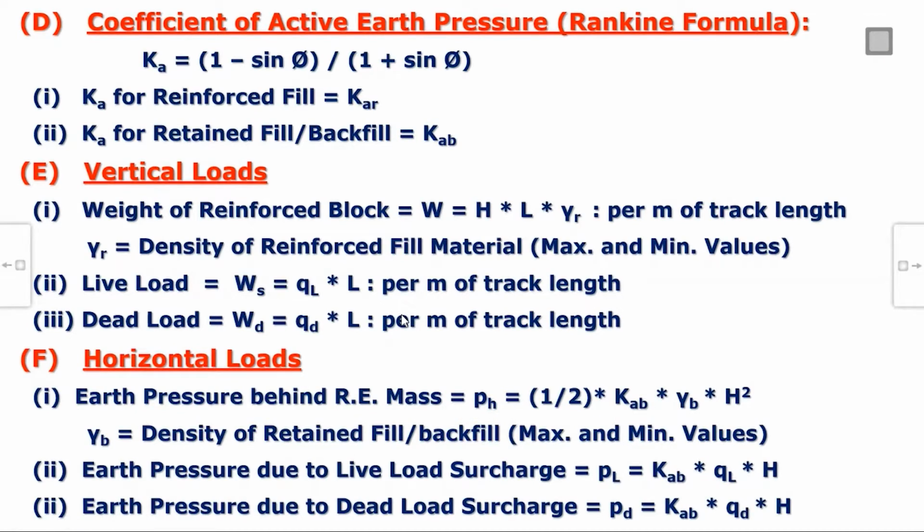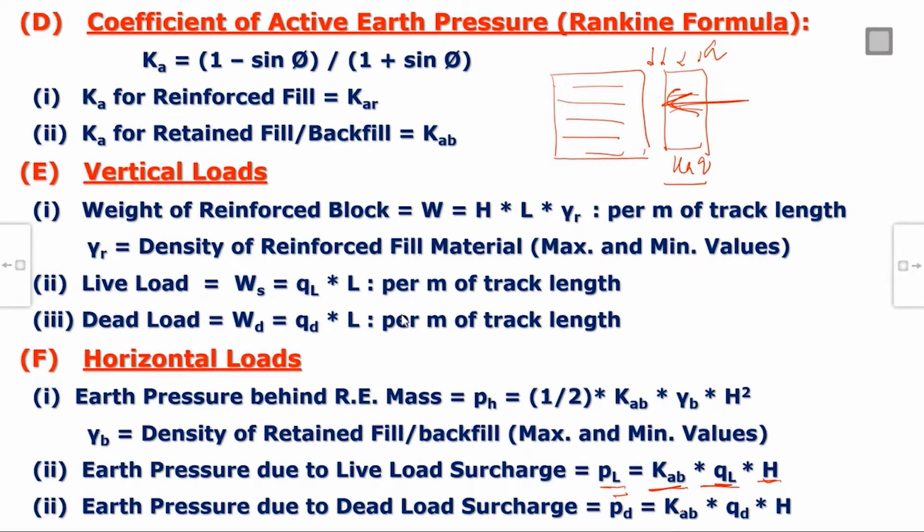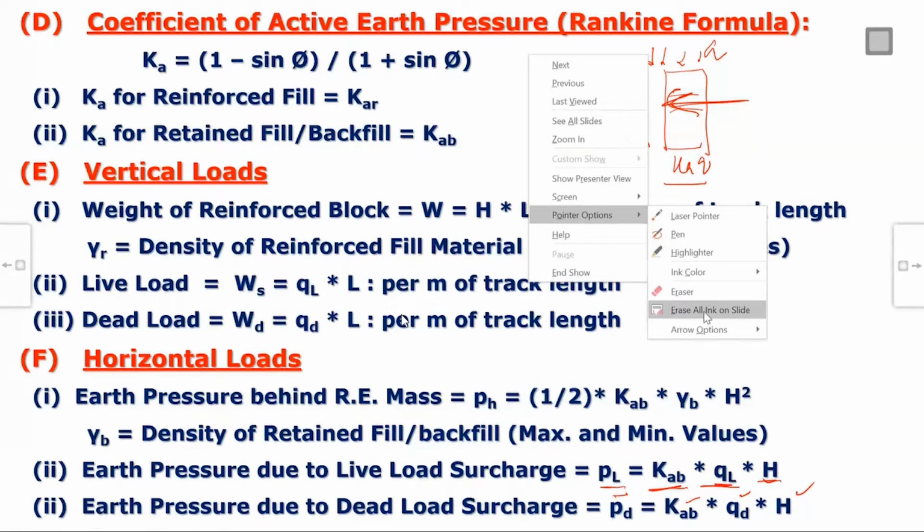Now earth pressure due to live load surcharge. As you know, if this is my reinforced fill, and some surcharge is acting here, let us say that surcharge value is Q, then the earth pressure due to that will be a rectangle, and its value will be Ka into Q. That is all. By the same way, the earth pressure due to live load surcharge PL will be KAB into QL, multiplied by H, for the total force. Similarly, the earth pressure due to dead load surcharge, P dead load, will be KAB into Q dead load into H. So these are the horizontal forces.